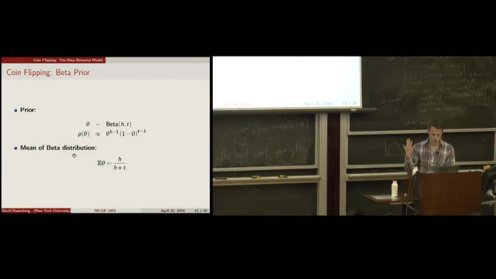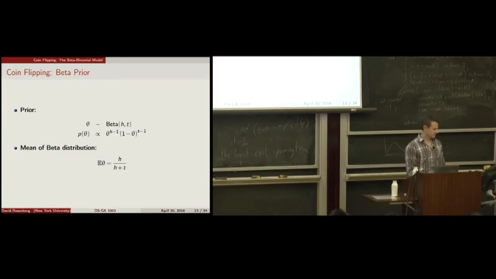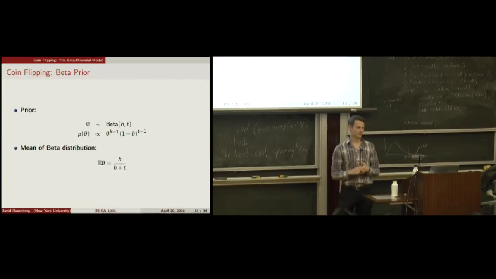Just to grasp what these parameters mean, the beta distribution has two parameters, h and t, and its mean is h over h plus t. I called the parameters h and t intentionally for heads and tails. So if we wanted to say, I think the probability of heads is 3/10, I could say h is 3 and t is 7, and that would give the mean of 3/10. What's the variance? Does anyone know, if I double h and t, what happens to the mean?